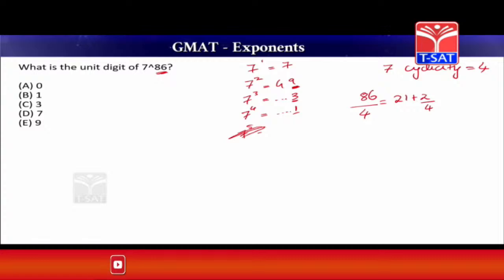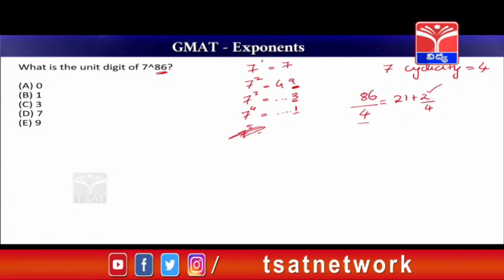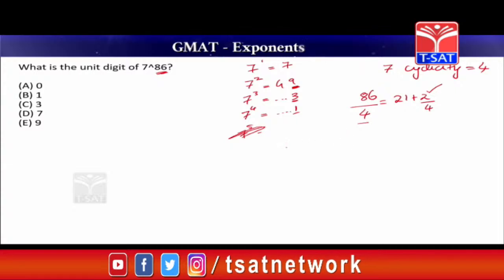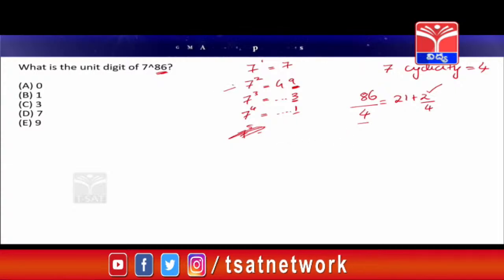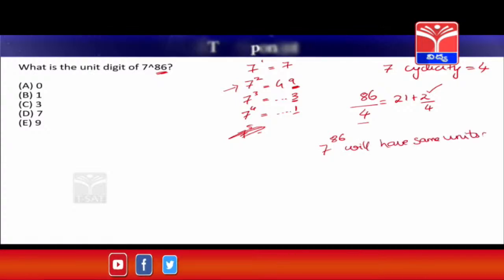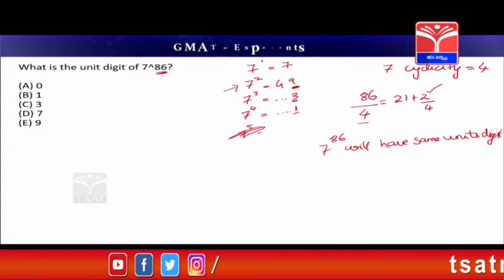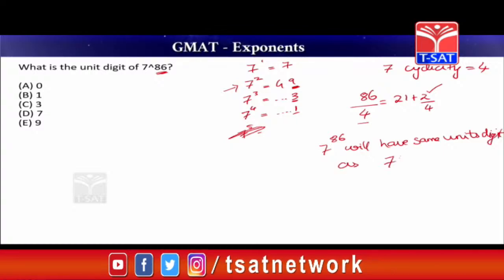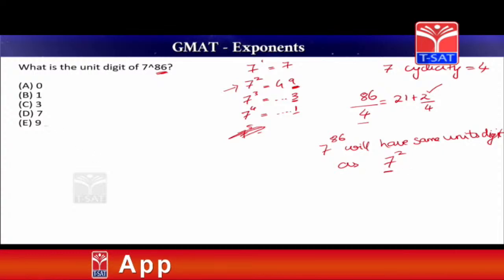Our power is 86. When you divide it by the cyclicity, you have a remainder of 2. So you will have to check 7 to the power of 2. What is 7 to the power of 2? It has 9 at its unit digit. So 7 raised to 86 will also have the same units digit as 7 to the power of 2, the remainder when it is divided. So that is 9, that is option E is our answer.